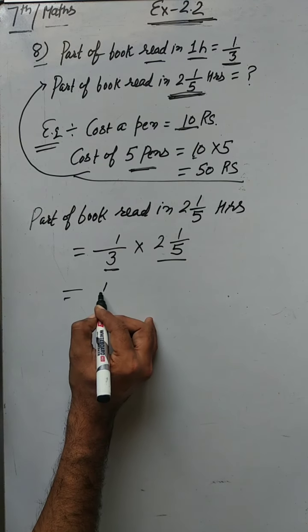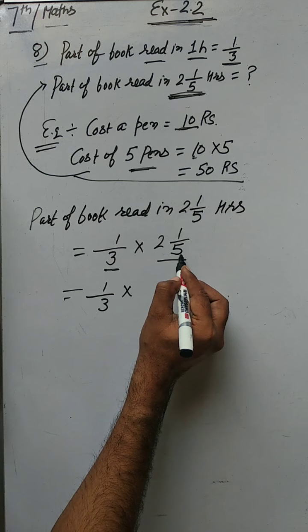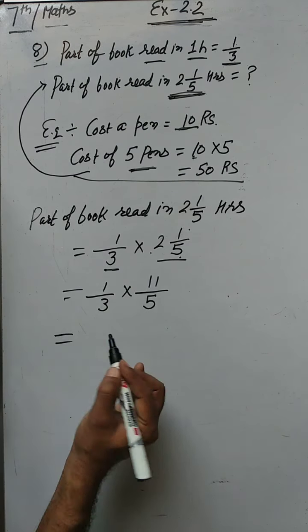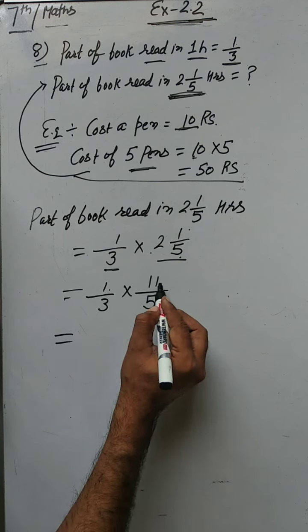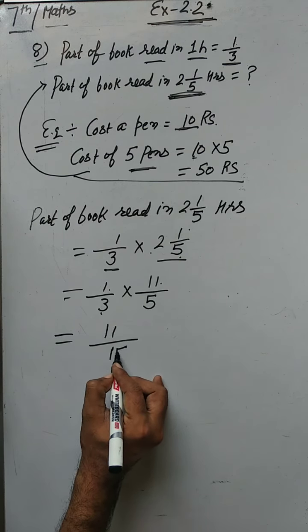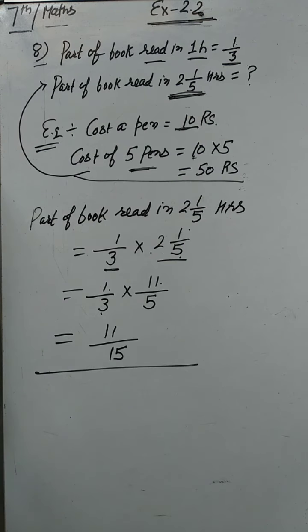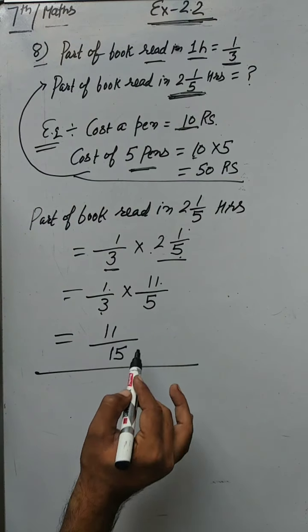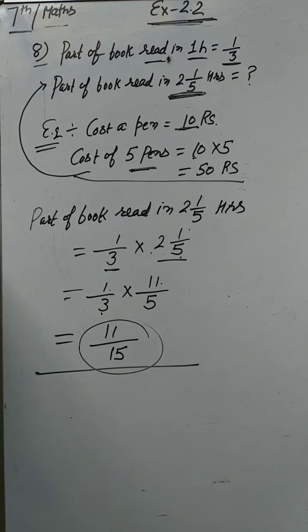Change the mixed fraction into an improper fraction: 5 2s are 10, 10 and 1, 11. Now beta, multiply numerator with numerator: 11 into 1 is equal to 11. Denominator: 3 into 5 is equal to 15. So the part of the book read in 2 and 1/5 hours is 11/15. Understood beta?